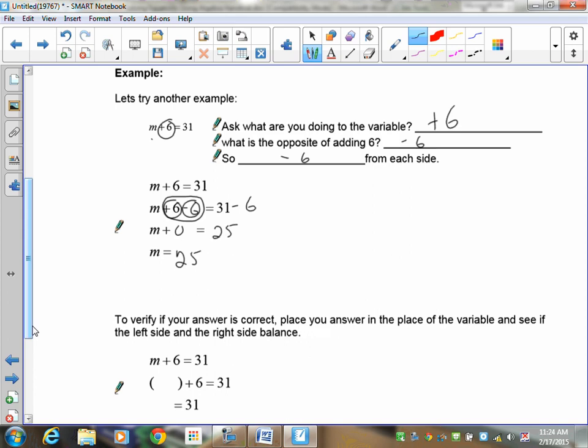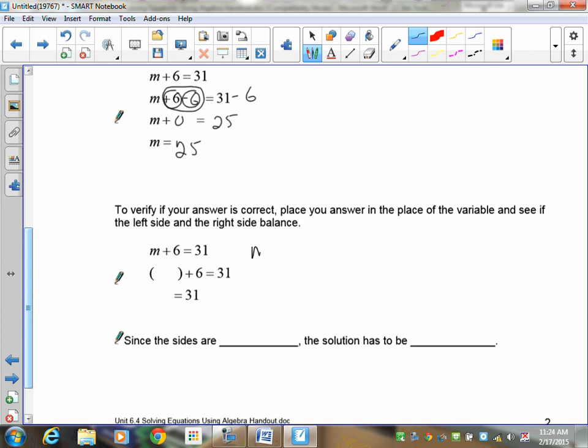Now, we're going to do what's called a verifying. Double check to make sure we're correct. I said that I thought my answer, M, was going to be 25. So let's find out. If M is 25, I'm going to take my M out and put 25 on its left-hand side. So M's gone, 25 is in its place. What is 25 plus 6? If it is actually 31, I know I did it correctly. And we know that 25 plus 6 is actually 31. So, since the sides are equal, you could also use the word balanced there, the solution has to be correct. So I know that M equals 25.